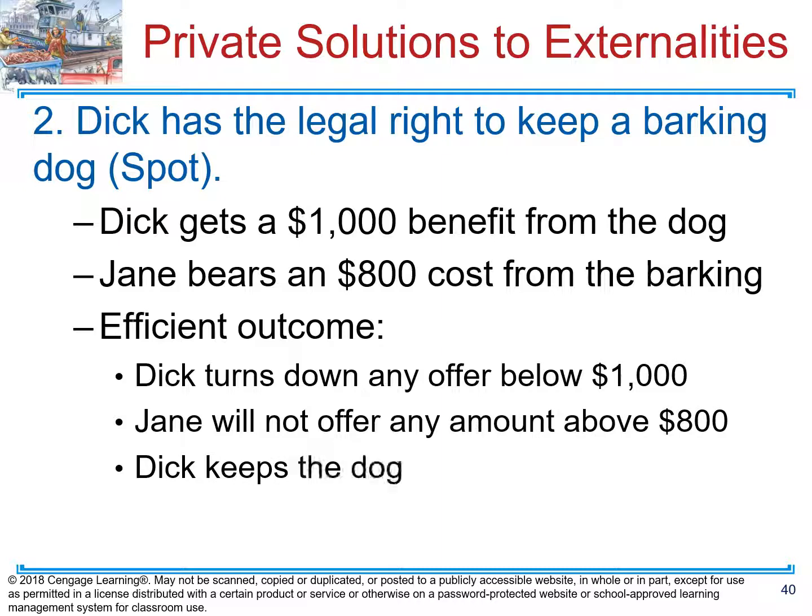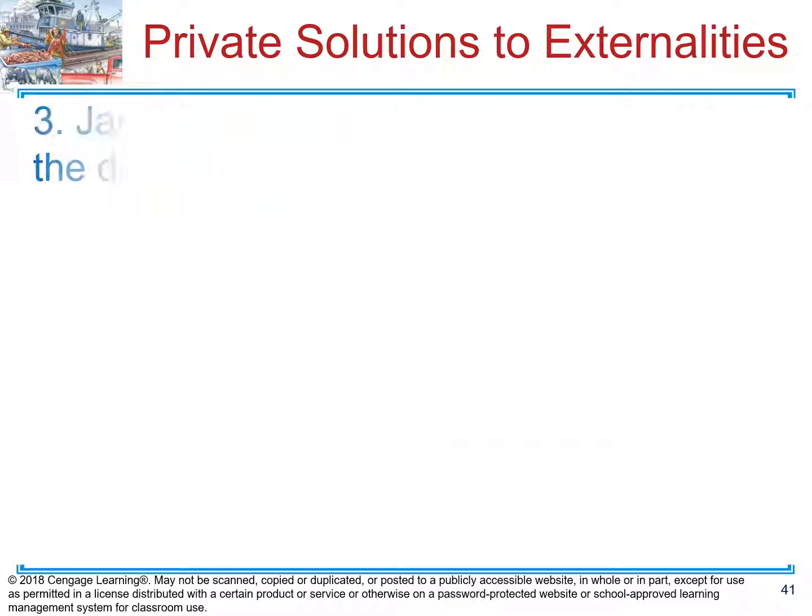Now, in the same example, Dick has the legal right to keep a barking dog, Spot. Dick gets a $1,000 benefit from the dog. Jane bears an $800 cost from the barking. For the efficient outcome, Dick will turn down any offer below $1,000. Jane will not offer any amount above $800. Therefore, Dick will keep the dog.